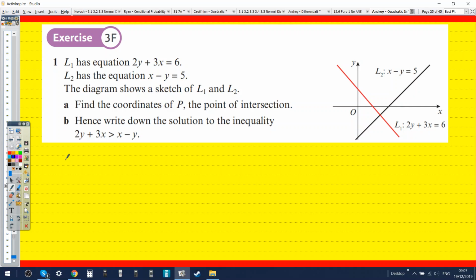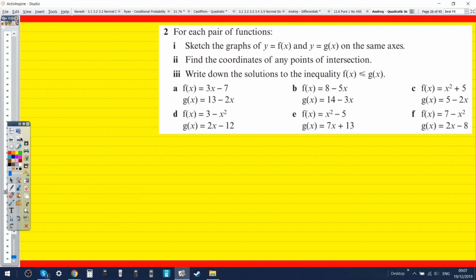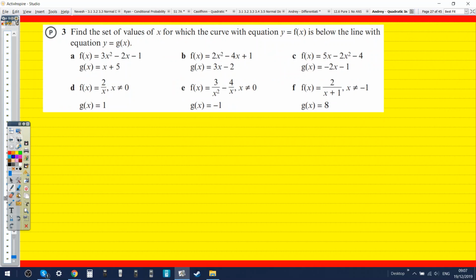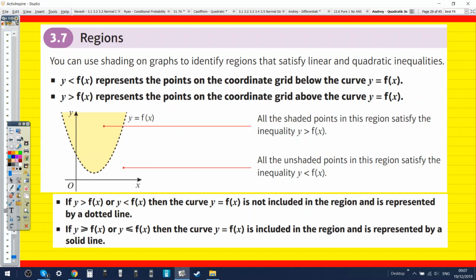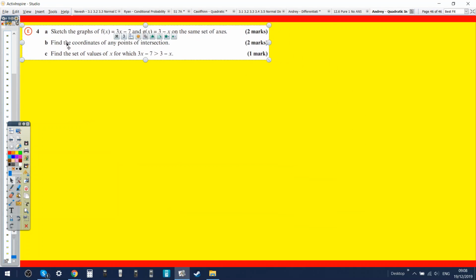Find the coordinates of this. Okay, how about this one? Function, that's okay. Let's see, find a set of curves. You'll be fine, I think. So inequalities on graphs, I think probably a tick. Hang on a second, how do we do this?